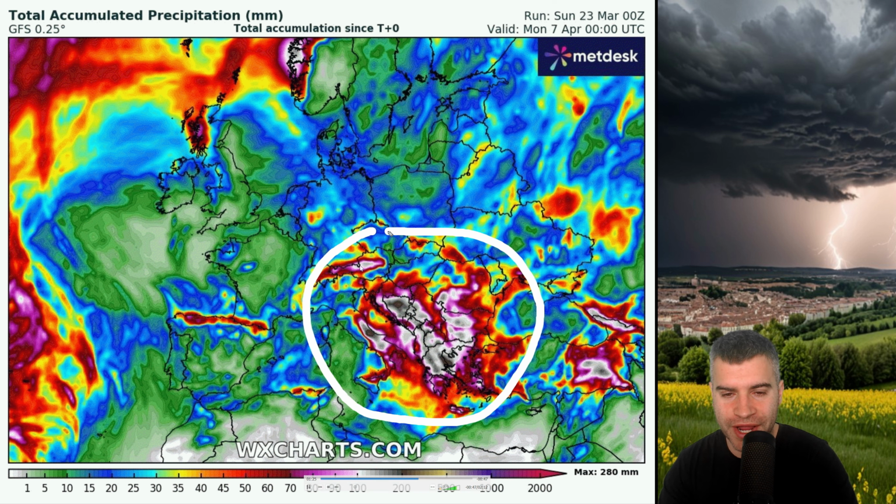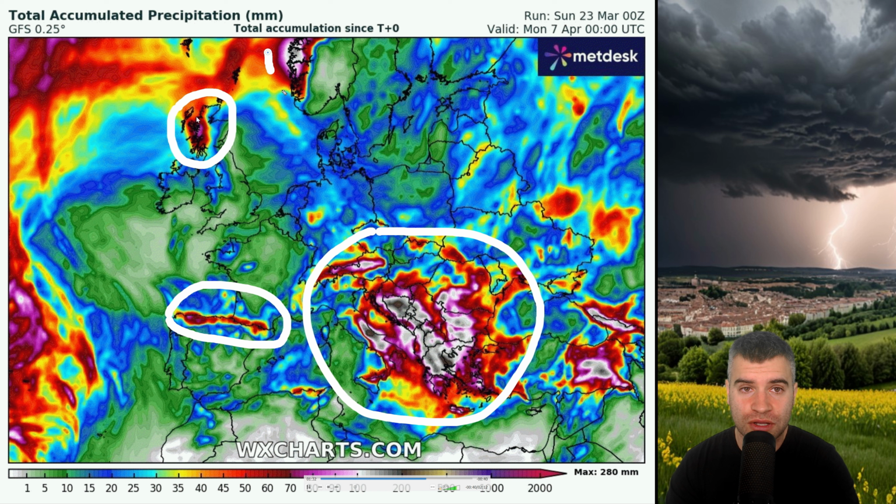So this is the whole area where we are going to have a lot of precipitation, and as I mentioned, over northern Spain, Scotland as well, and Norway. So for Scotland, most of the precipitation is going to be starting around the 28th of March.